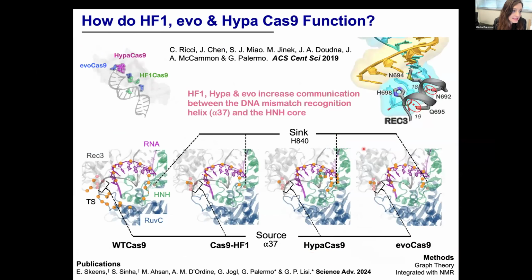Always in collaboration with the Lisi lab, we went further in understanding how mutations located in the recognition lobe, farther away from the HNH nuclease lobe, alter the dynamics of the HNH site. And we reported in this paper that these mutations, distally located with respect to the site of cleavage, increase the communication with a very important helix in the recognition lobe, the REC3 helix, which was previously shown to recognize mismatches within Cas9.